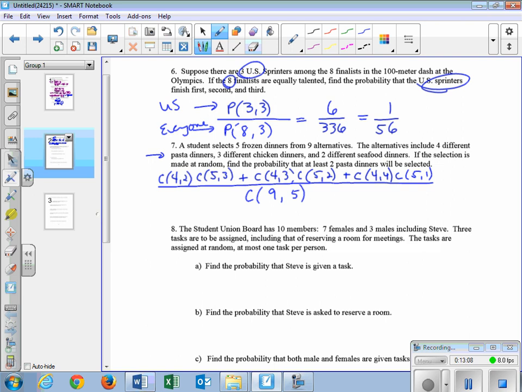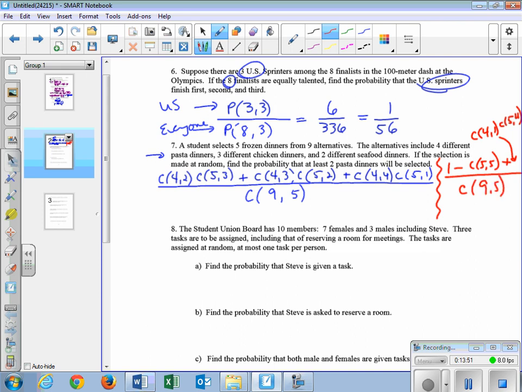Now, could we do 1 minus what we don't want? Yes, you could, if you think that would be less work. Let me write it out here. I'm going to do 1 minus what I don't want, and that would be all 5 non-pasta dinners, combination 5 choose 5, or I could have just 1 pasta dinner. That would be combination 4 choose 1, and combination 5 choose 4, all divided by my total sample space, 9 choose 5.